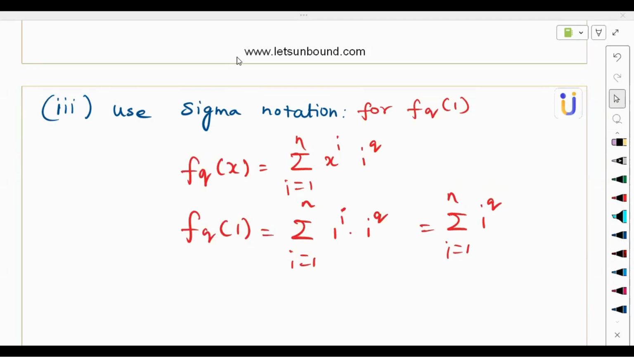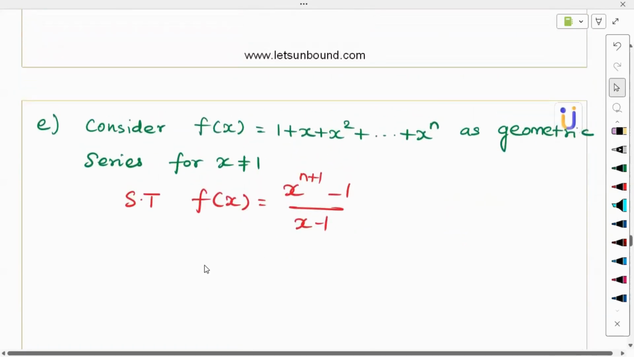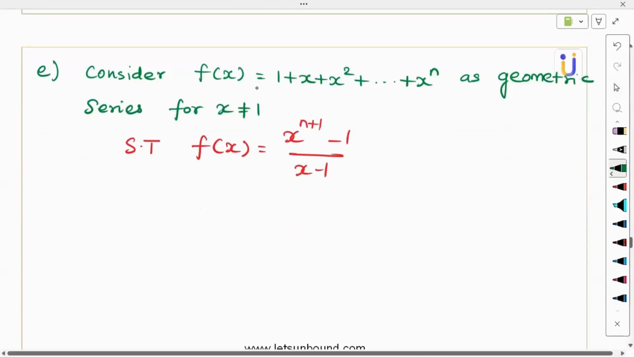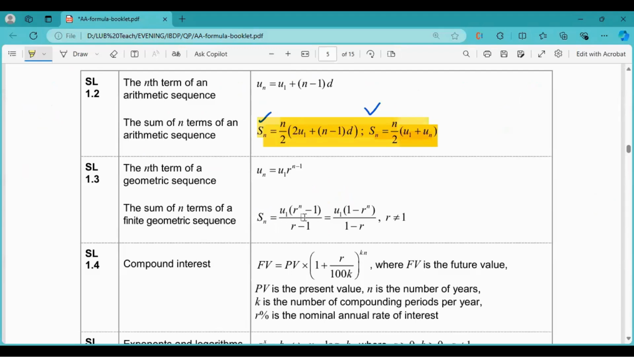Right. And let's go for the next part. Now, E part. Consider f of x is this as a geometric series for x not equal to 1. Show that f of x is equal to this. And the geometric series formula is also given to us. Let me show the formula booklet. Sum of n terms of a geometric series is this, two ways: r power n minus 1 by r minus 1, or 1 minus r power n by this. So we're going to take this particular one, and let's use it over here.